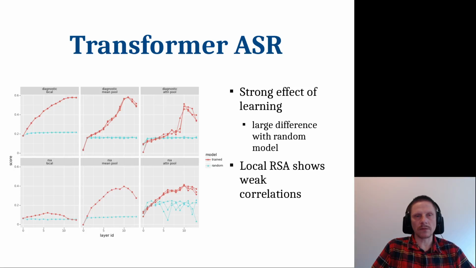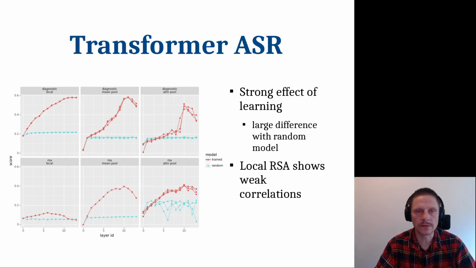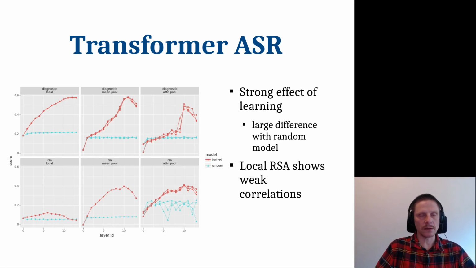So now let's have a look at some of the results. And the first set of results is for the transformer architecture and the ASR task. And we see these 6 panels here. The first row corresponds to the diagnostic classifier condition. The second row corresponds to the representational similarity analysis. And then we have the 3 columns.